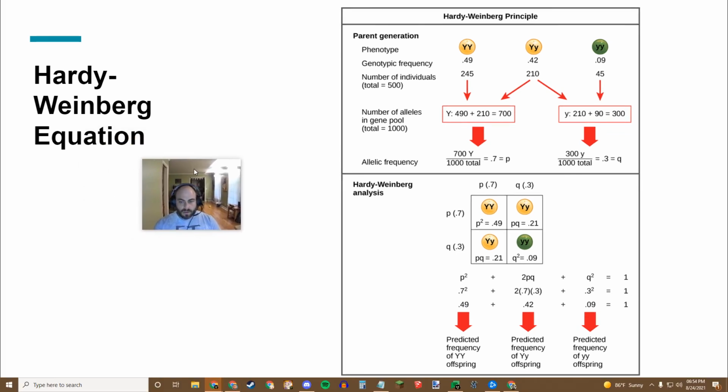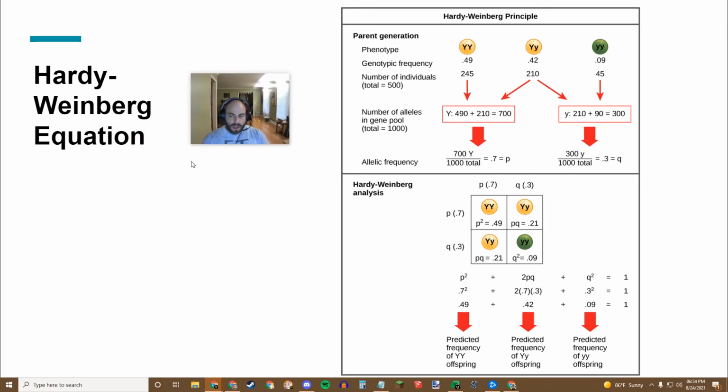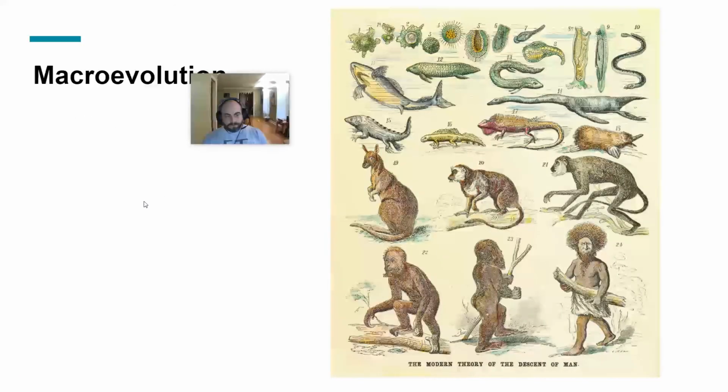And here's the Hardy-Weinberg equation. Again, I'm not going to have you know this for this class, but it is a way to mathematically calculate whether or not evolution is occurring. If evolution is not occurring, that is called Hardy-Weinberg equilibrium, and it needs those 5 things that we talked about earlier. If those conditions aren't met, then a population will change over time.